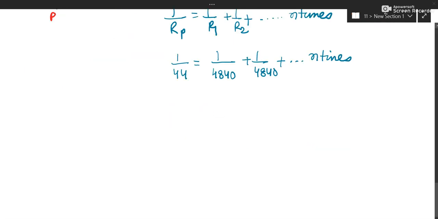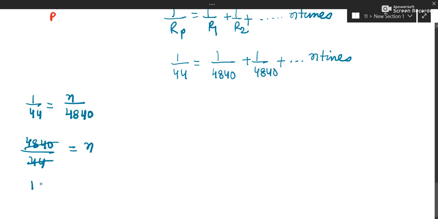So this can be written as 1 by 44 is equal to n times that we have added this. Okay, so this is 4840 by 44. So this is n. So you can cut it, 4 ones are 44, ones are, and similarly 110. So these many are required. Okay, these many resistors are required for maximum allowable current of 5 ampere.